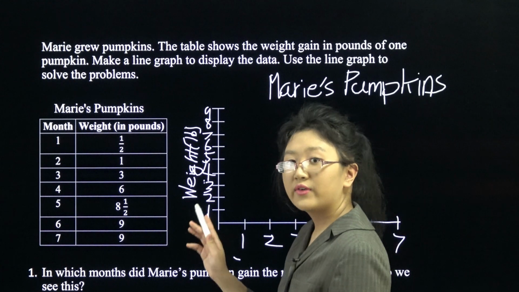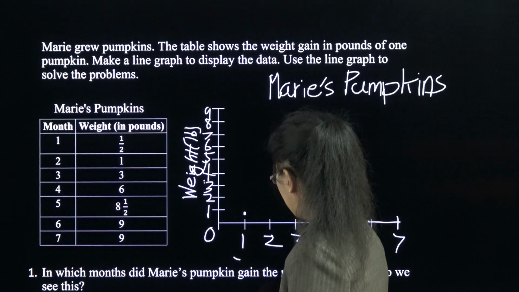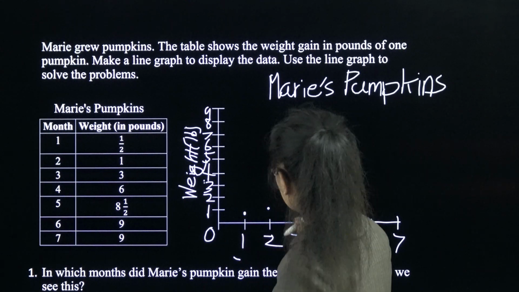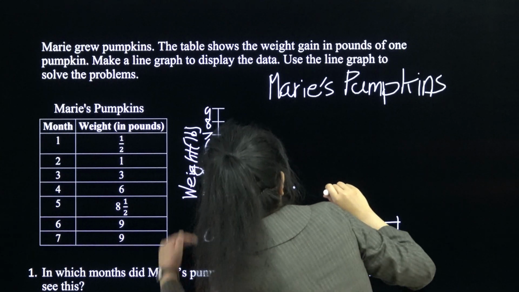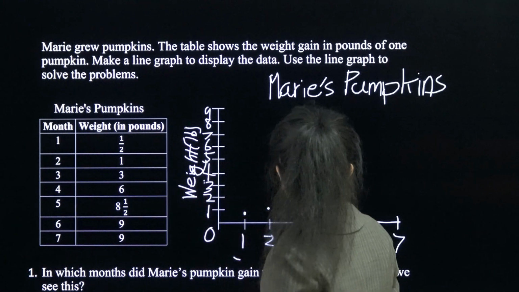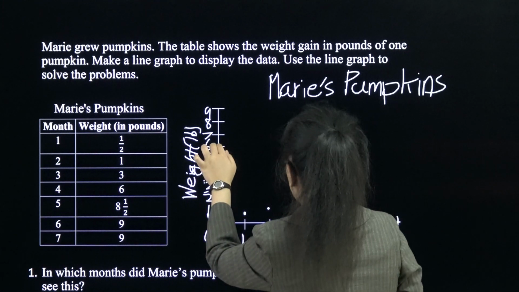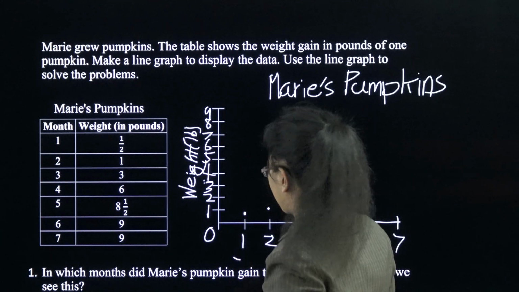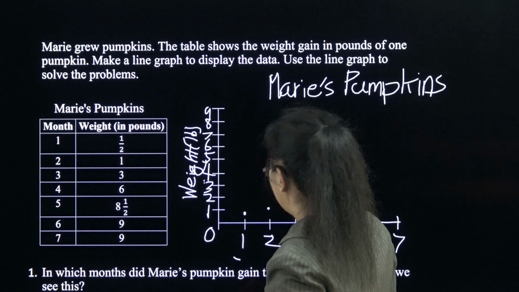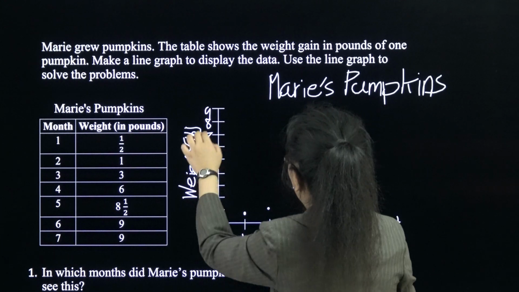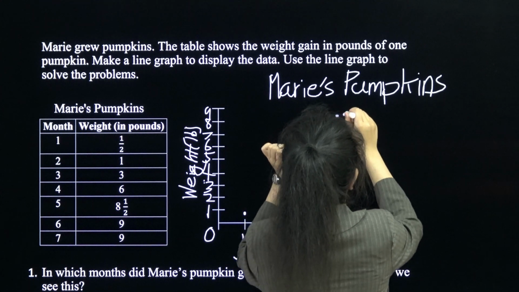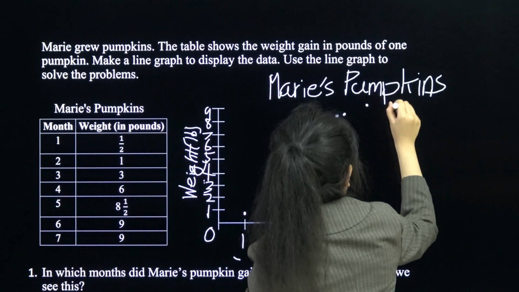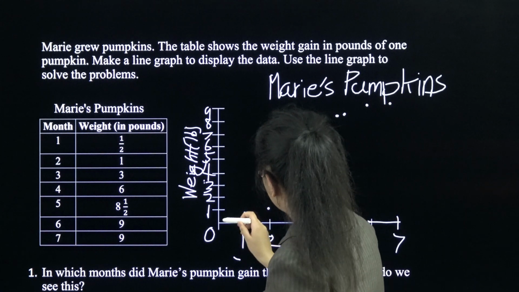So for the first month, we have half a pound, which is around here. For the second month, we have 1 pound, which is around here. For the third month, we have 3 pounds, that's a little low, around here. For the fourth month, we have 6 pounds, which is around here. For the fifth month, oh, it plateaus at the end. We have 8.5, which is around here. And then for the 6th month, we have 9. And 7th month, we also have 9.